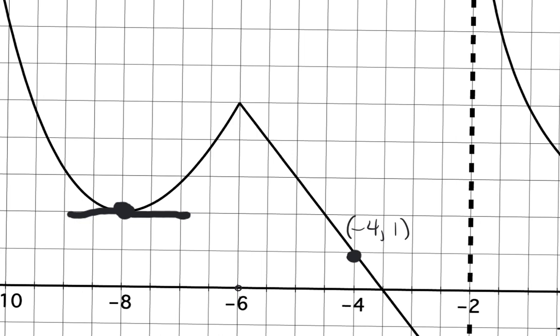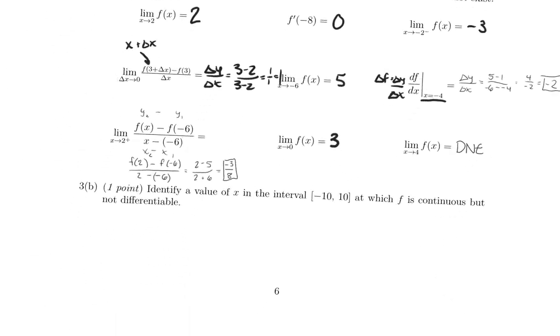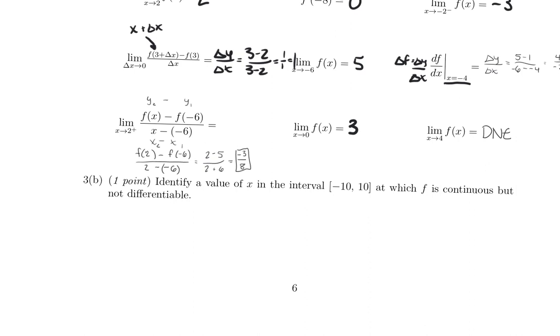For that reason, an example of x equals -6 is continuous, because there's no break, there's no jump, there's no discontinuity, but the slopes on each side are not the same. So for that reason, we can come back down here and write that x equals -6 is an example of where f is continuous but not differentiable.